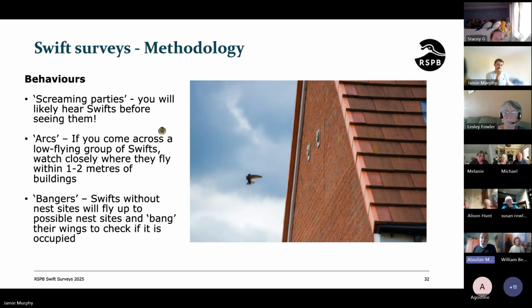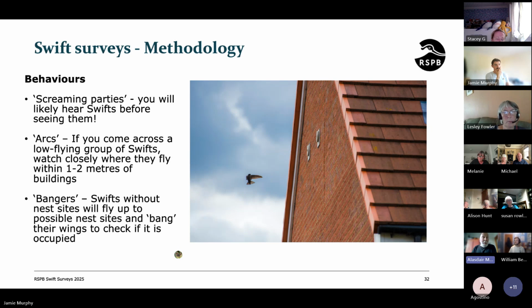And this is why swift callers work, because a swift caller plays the sound of a male and a female swift duetting. And that means there's a nest and it's a good place to go. So if you hear that, that's a good sign. Start looking out. Arcs, if you come across a low-flying group, watch closely where they're going, if they're within 1 or 2 meters of buildings.